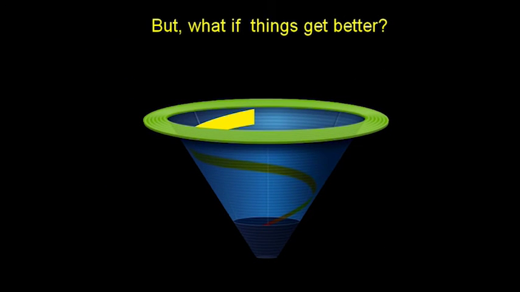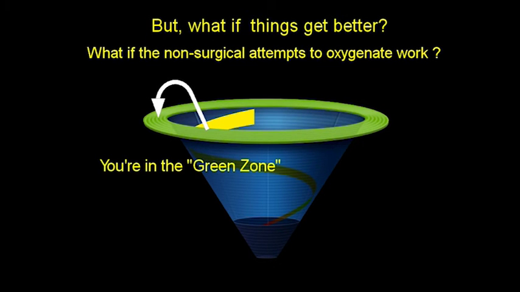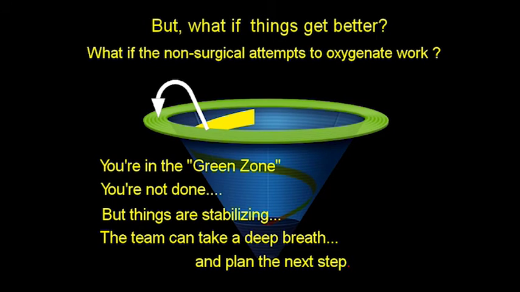But what if things get better? What if the non-surgical attempts to oxygenate work and make the situation improved? You are now in the green zone. You're not done resuscitating this airway, but things are stabilizing and the team can step back and plan the next step.